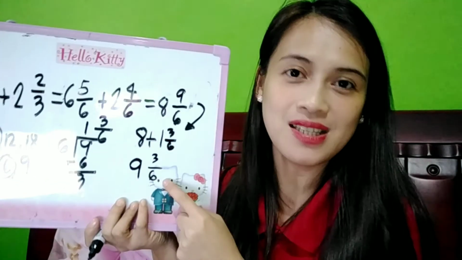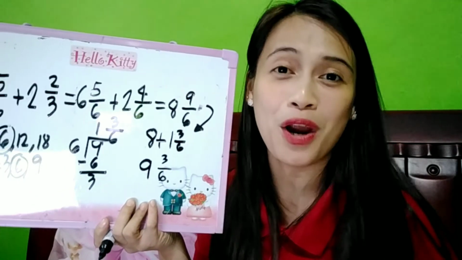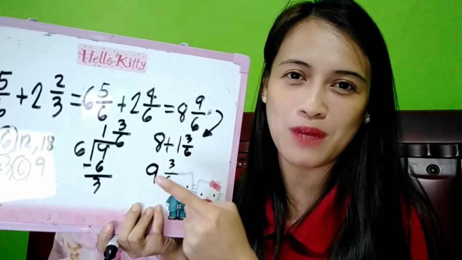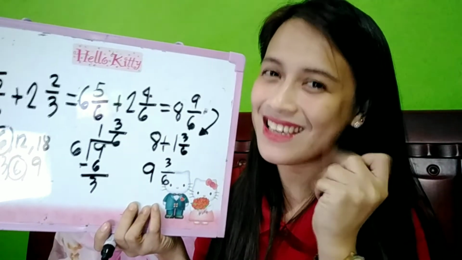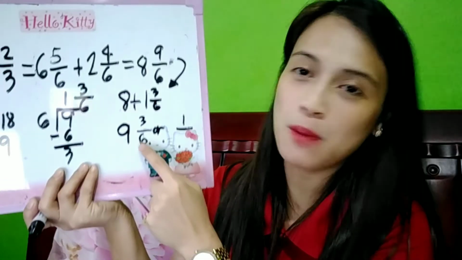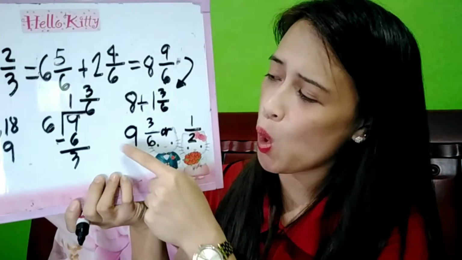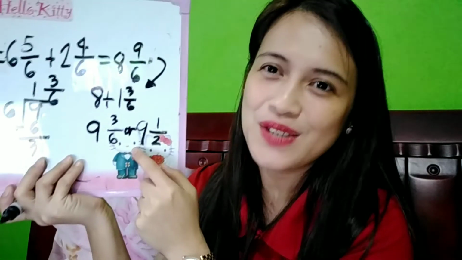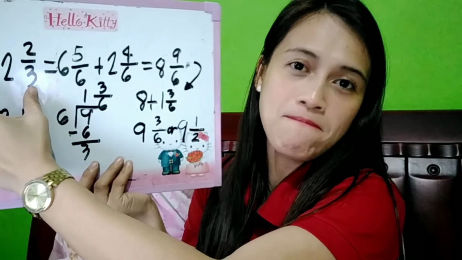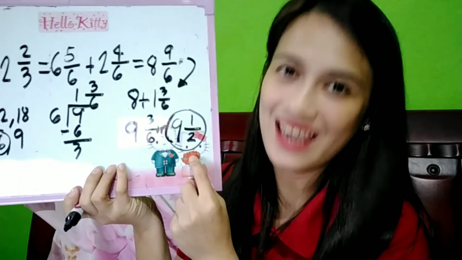Di ba, si 3 at saka si 6, ang common na number na pwedeng ma-divide sa ilahang duha, which is si number 2 ba? No. Number 3 is not divisible by 2. Si number 3 ba? Yes. So 3 divided by 3, 1. 6 divided by 3, 2. And then, ayaw kalimot pagkopya sa whole number, 9. So this is now the final answer, 9 and 1/2.